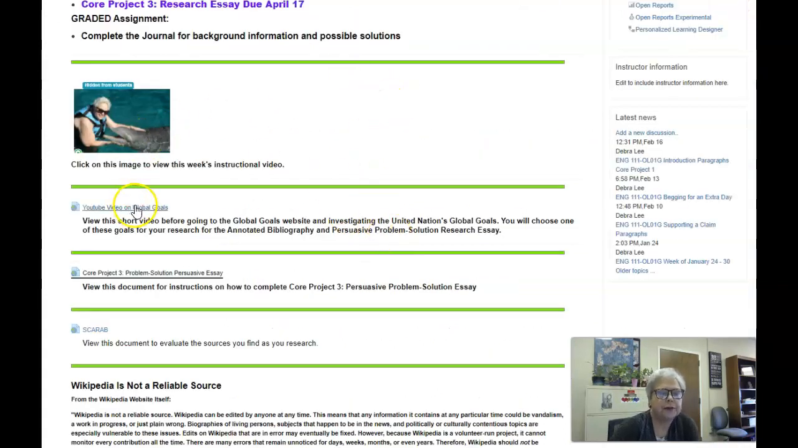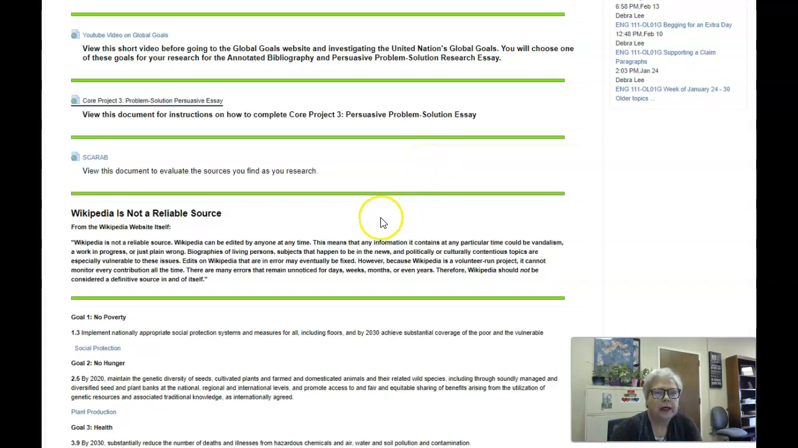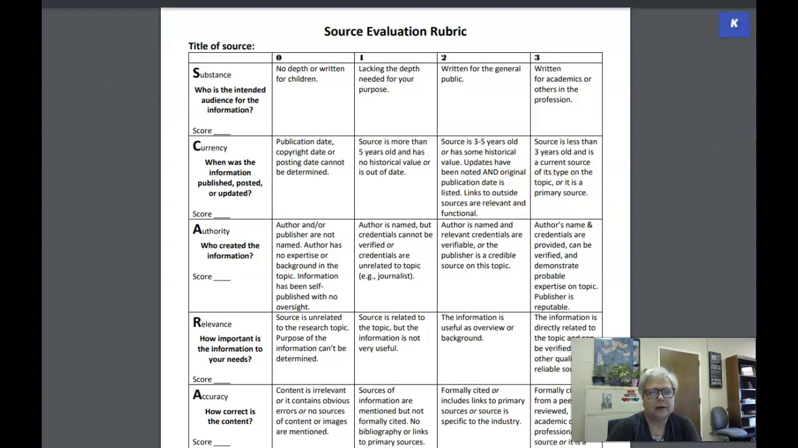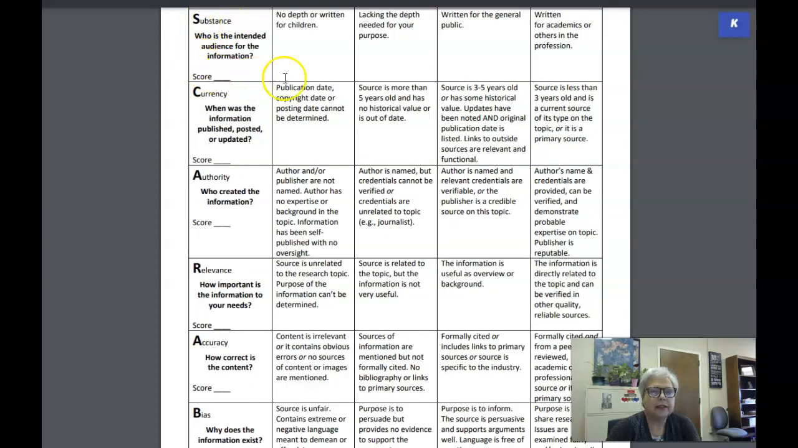Okay, so back to our page for this week. There's the assignment document. You can't just use any old resources. I suggest that you follow this SCARAB method, considering each one of the sources that you find. Now, all those sources that you find through the Global Goals page are okay. They're good, and that should be your first source. Don't do this without going there first, because the whole assignment is based on what you'll find at that website.